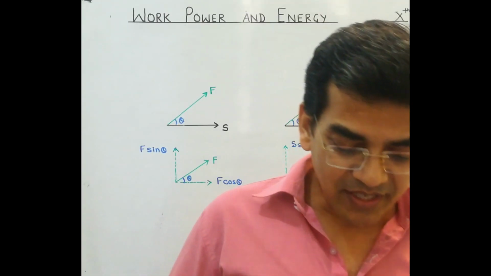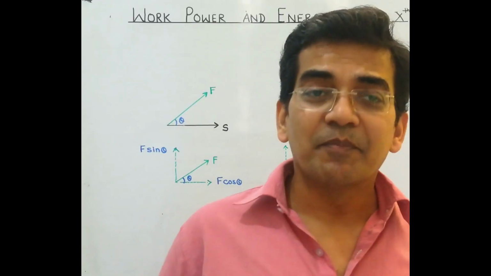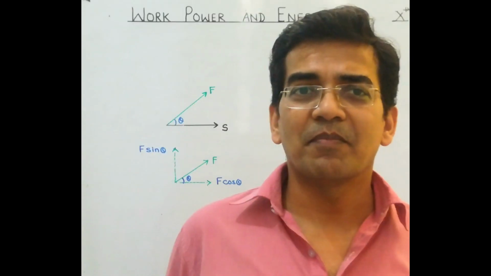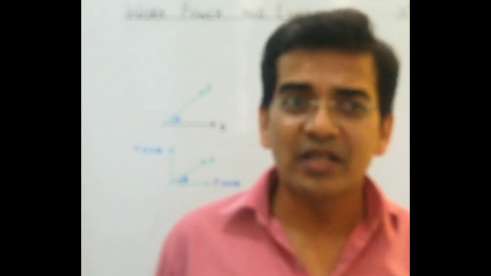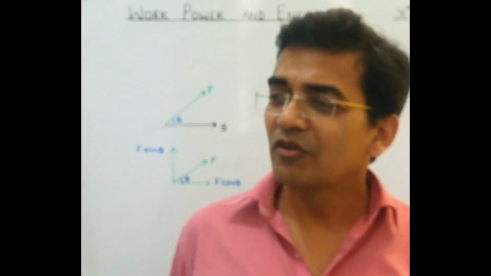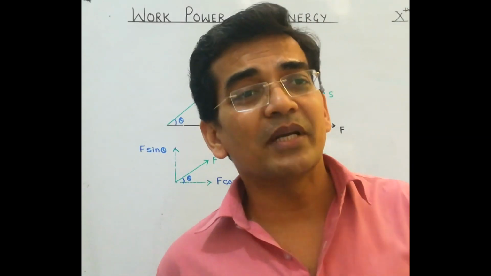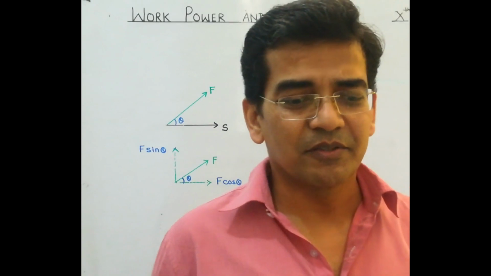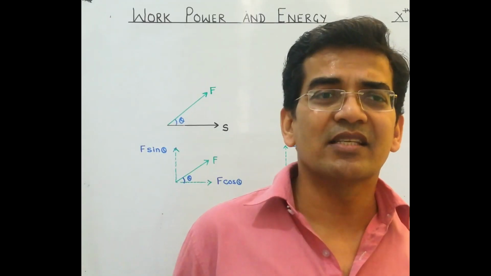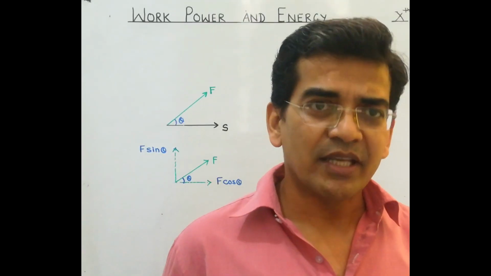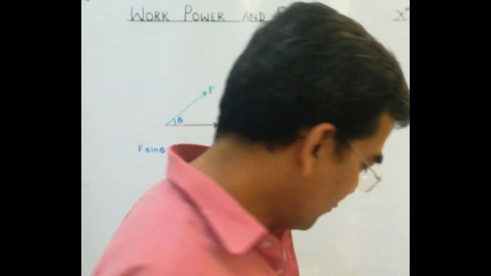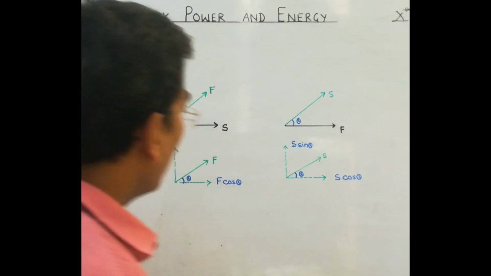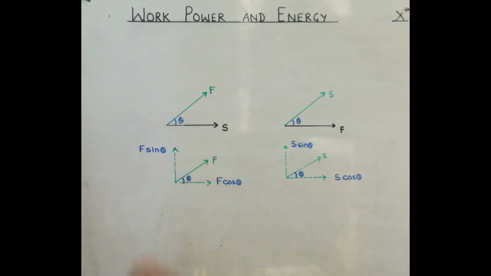That's why we have given in the notes that work depends upon three factors. It depends upon the magnitude of the force applied, the magnitude of displacement, and it also depends upon the angle between the force and the displacement. Now combining these three factors, we can get the formula for work. First of all, let me explain these.